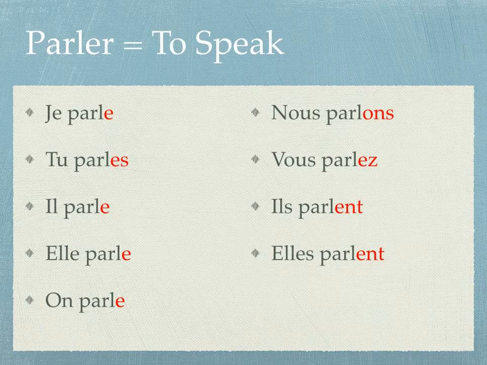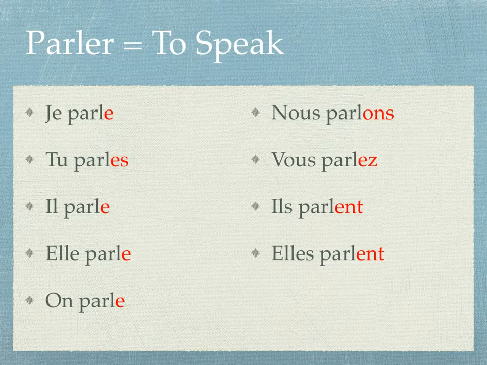The E, ES, and ENT all sound the same. Je parle, tu parles, elle parle. The only ones that sound different are nous, nous parlons, and vous, vous parlez. Other than that, the other 7 will all sound the exact same. The difference is in the writing.